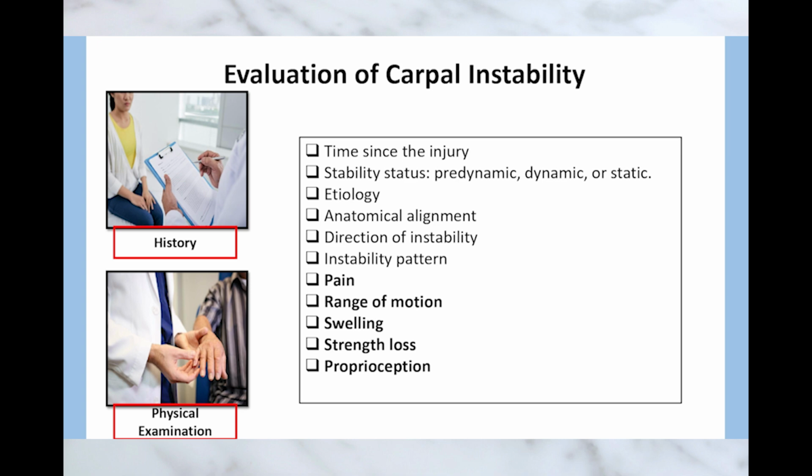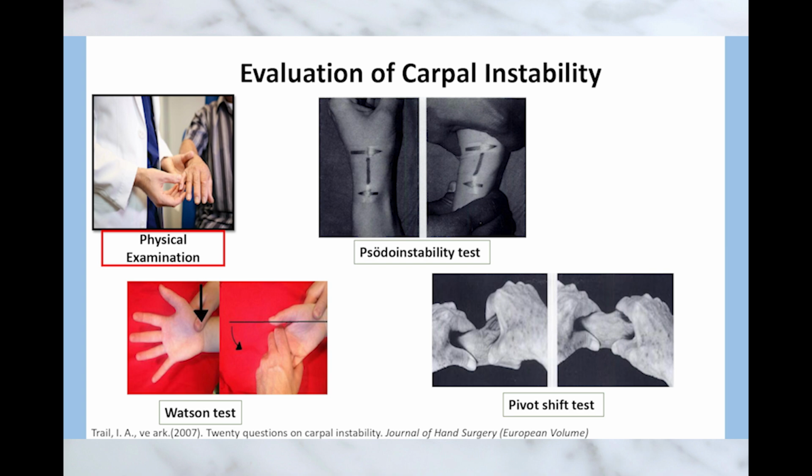And then what about the physical exam? So there are specific tests to check carpal stability. Our sources mention a few, like the pseudo-instability test, the Watson test, which is also called the scaphoid shift test, and the pivot shift test. These all involve the examiner carefully moving the patient's wrist in certain ways to see if there's any abnormal movement or if they feel pain or instability.